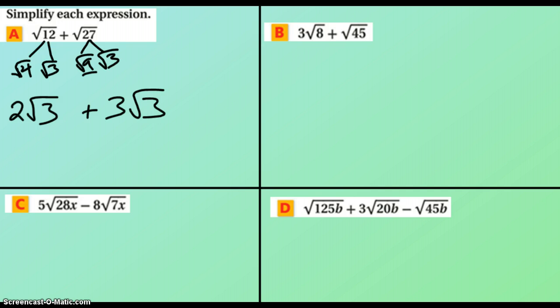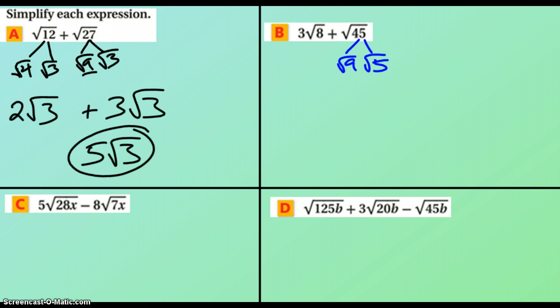Now these can actually be simplified and combined together. 2 square root of 3 plus 3 square root of 3 gives me 5 square root of 3. Same with B here. This can be simplified a little bit further. First, let's look at 45. I'm going to go square root of 9 times square root of 5. I know the square root of 9 is 3, so really this is 3 times the square root of 5.